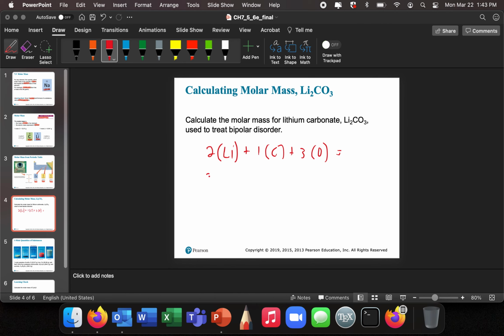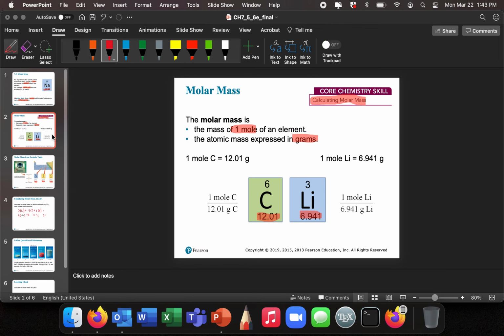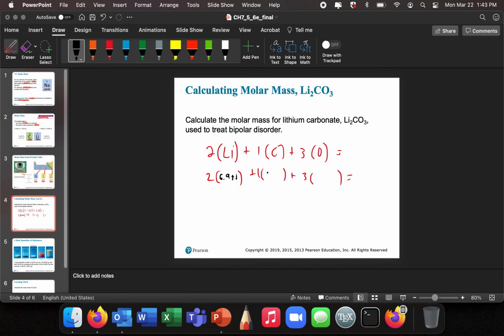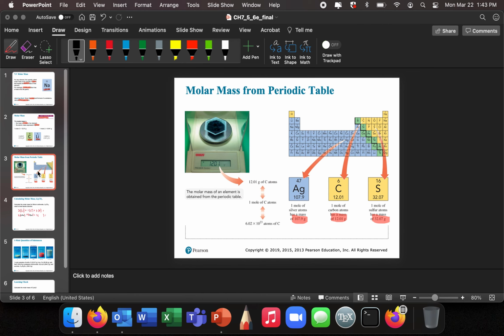2 times 6.941 plus 1 times carbon, which is 12.01. I remember that one. Plus 3 times oxygen, right? Let's go look those up anyways. All right, so carbon is 12.01. And oxygen is about 16. Is it given to us in this periodic table here? Not given to us. I'm going to go look it up.